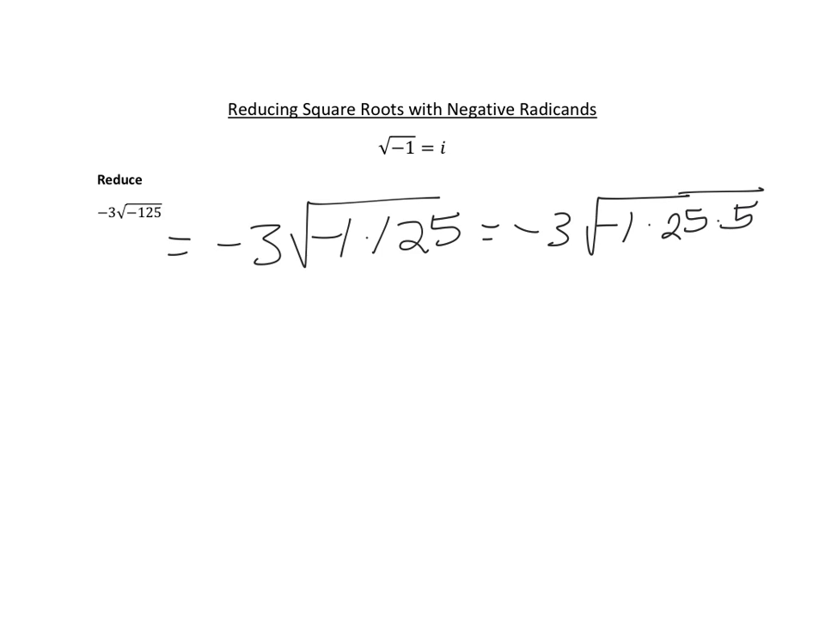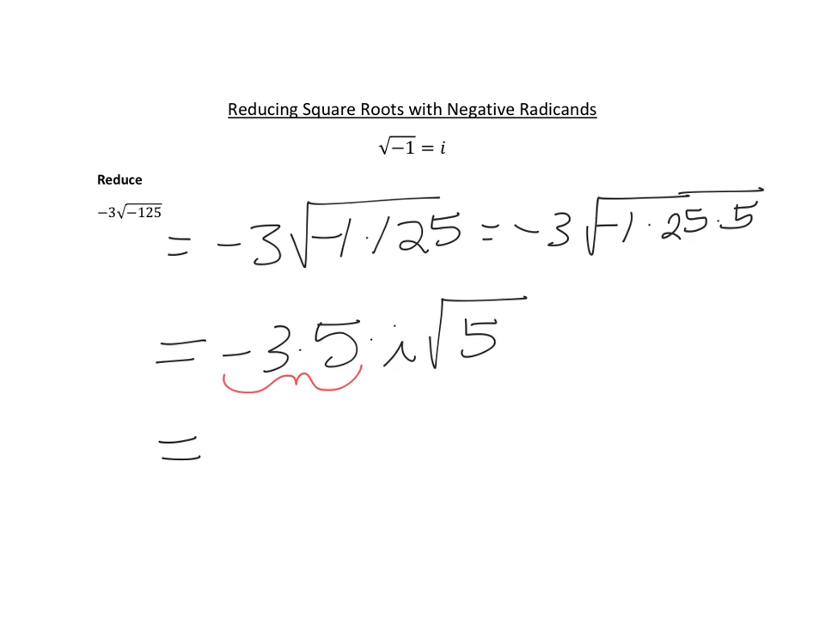Now this is how it comes out. We have that -3 still out in front, times the square root of 25, which is equal to 5. The square root of negative 1 is i. Unfortunately, the square root of 5 has to stay behind, doesn't reduce, so it's still underneath. A negative 3 times a positive 5 is a negative 15. The i comes down, and then square root of 5. And you're finished.